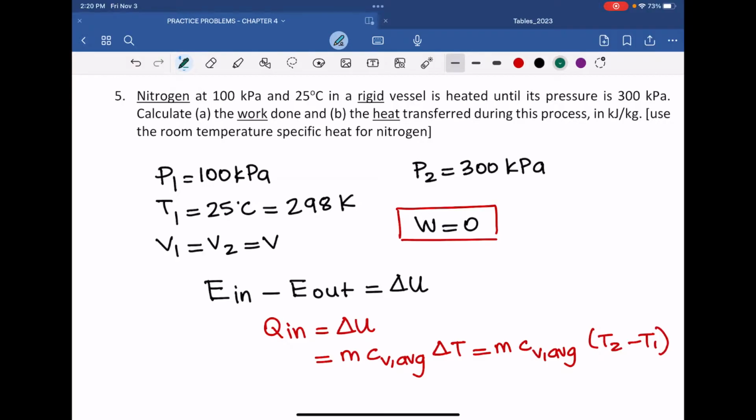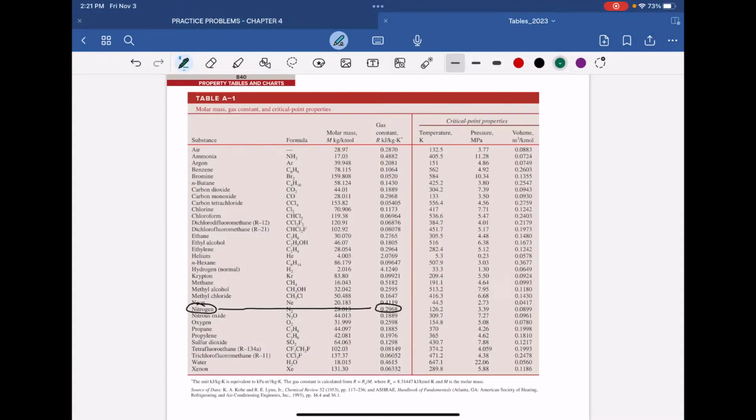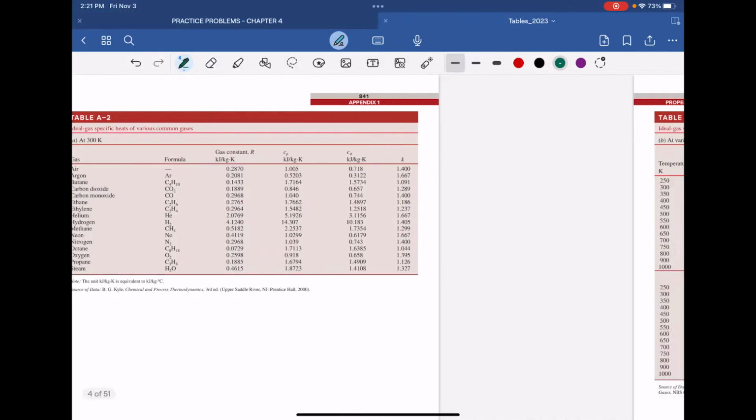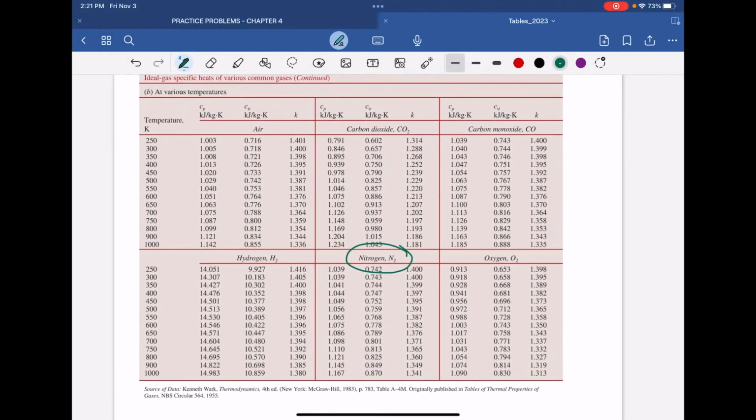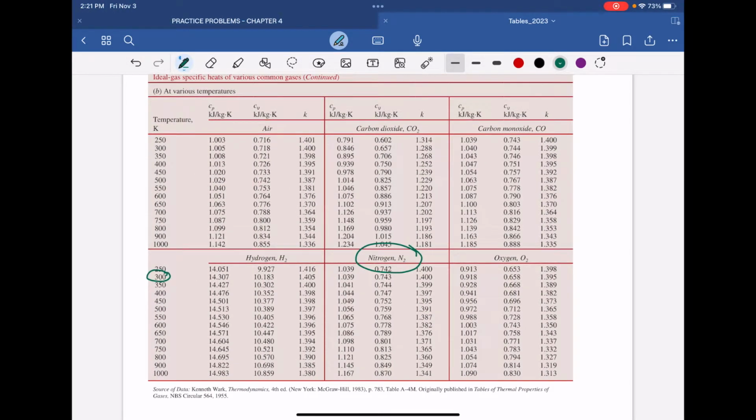Where can we read that? From Table A-2b. For nitrogen, it's the room temperature, and therefore CV is 0.743.